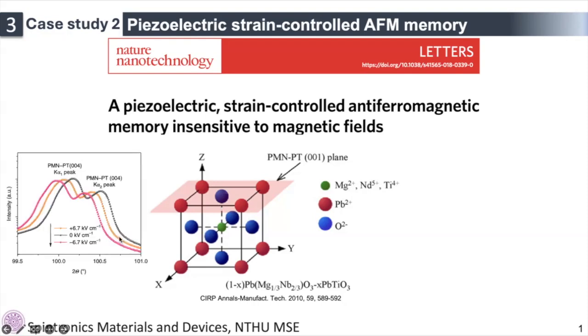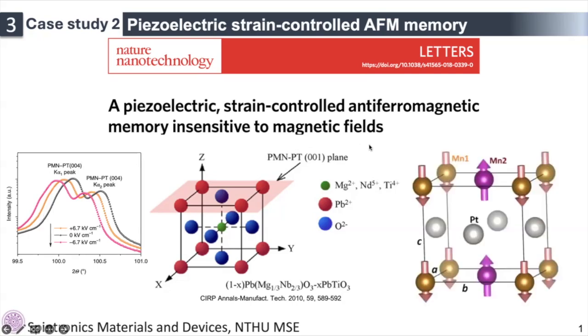From the XRD pattern of the PMN-PT, we can see that the black one is without the electric field, and the other two are with the electric field. So it's apparent that the electric field will create a strain in this PMN-PT. And the antiferromagnetic thin film in this case is manganese platinum. It's a collinear AFM.